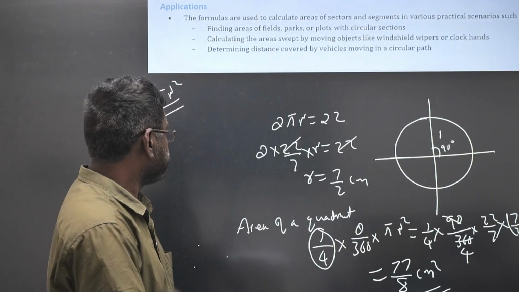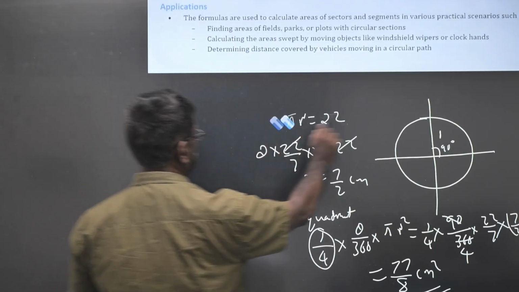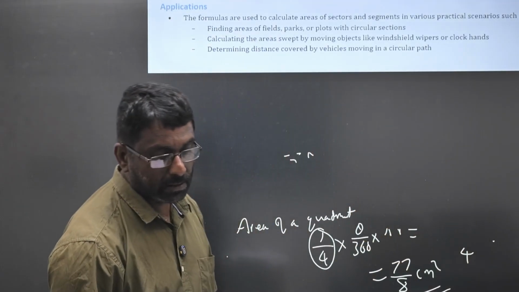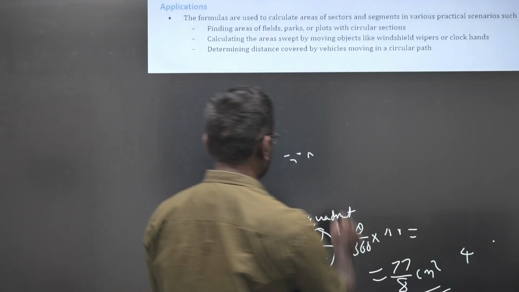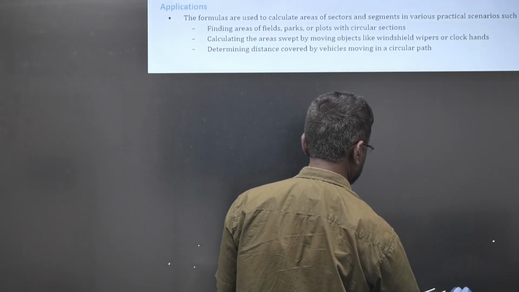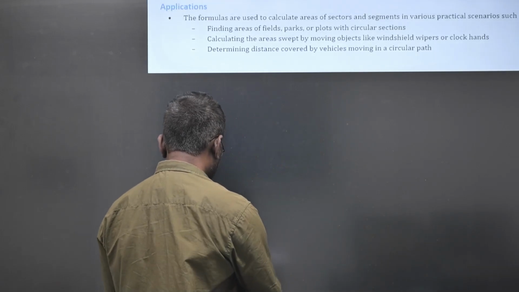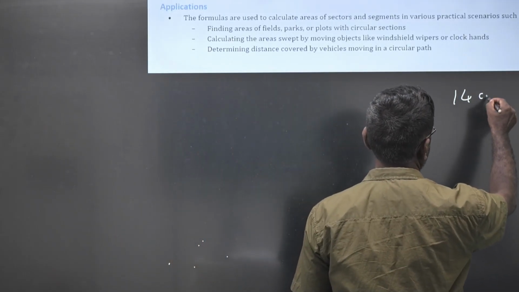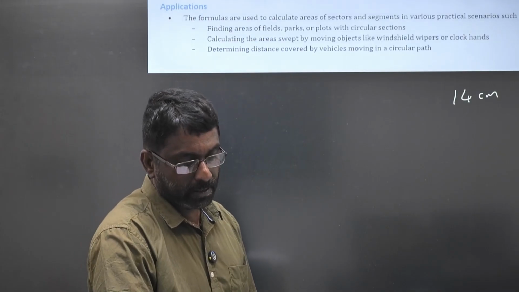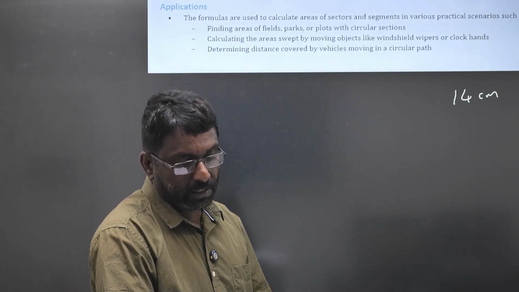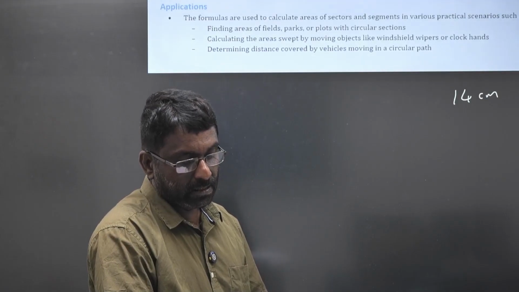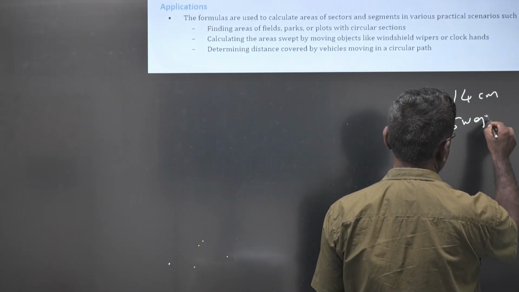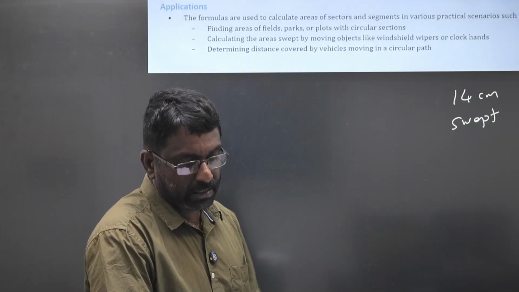And another question. You write the question. The length of the minute hand of a clock is 14 centimeter. Find the area swept by the minute hand in 5 minutes.